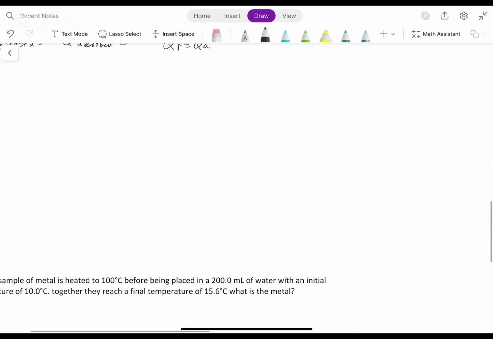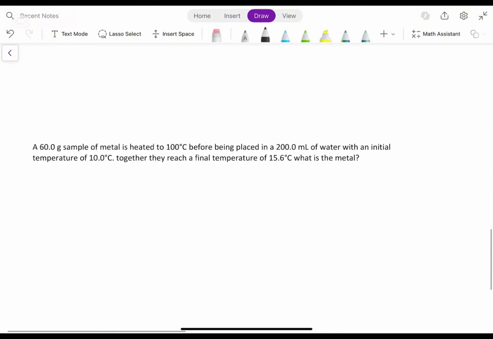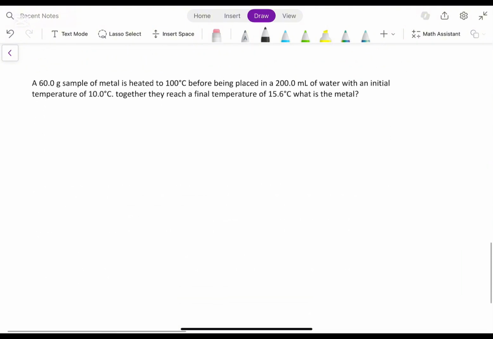So now that we have that, let's look at a practice problem that we have down here using this principle of thermal energy. So let's get into our given. Given a 60 kilogram sample of metal is heated up to 100 degrees before being placed in 200 milliliters of water with an initial temperature of 10 degrees.